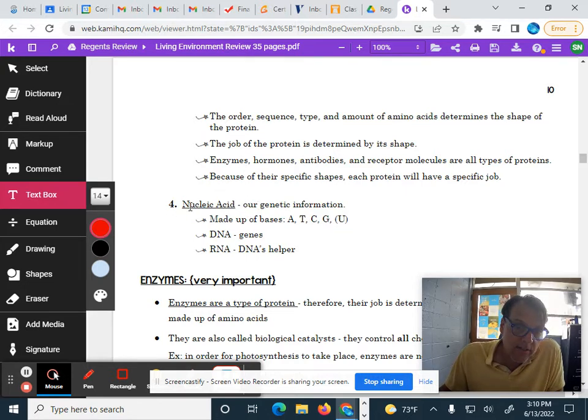Nucleic acids, the last type of organic compound: A, T, C, G, and U. U is only used in RNA. So A binds with T, G binds with C. If we're talking about RNA, there is no T, so A binds with U.